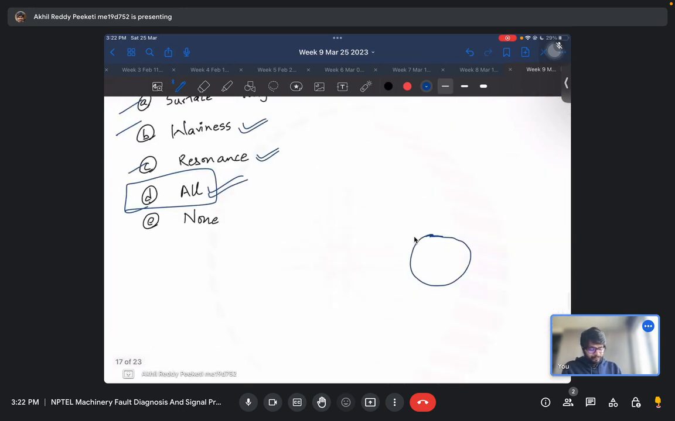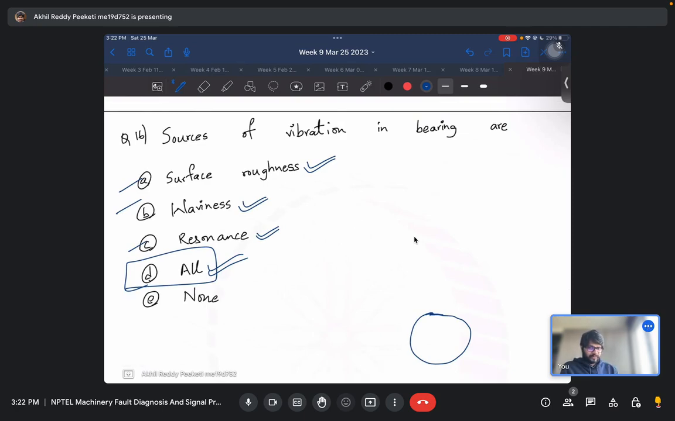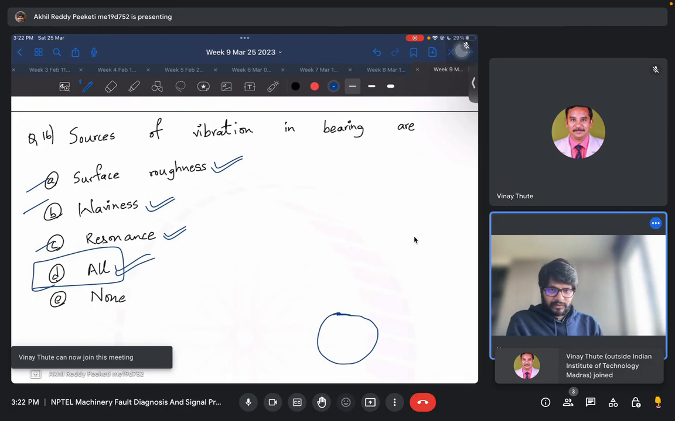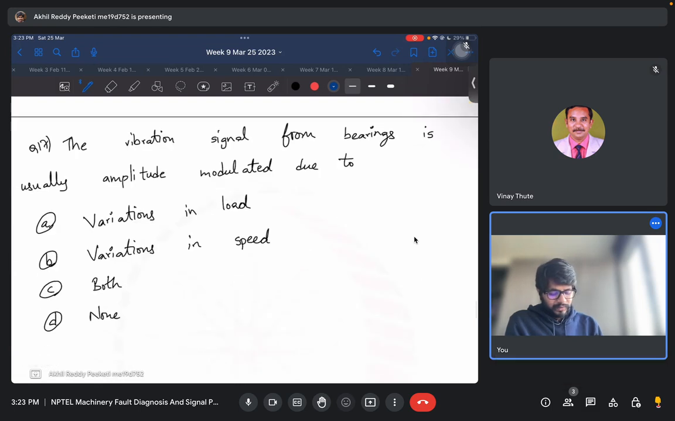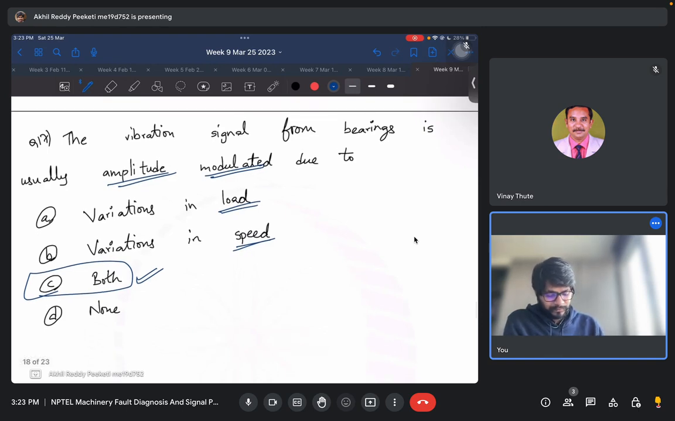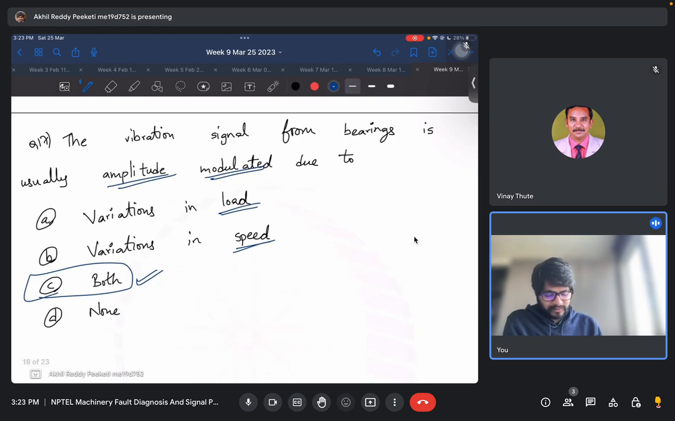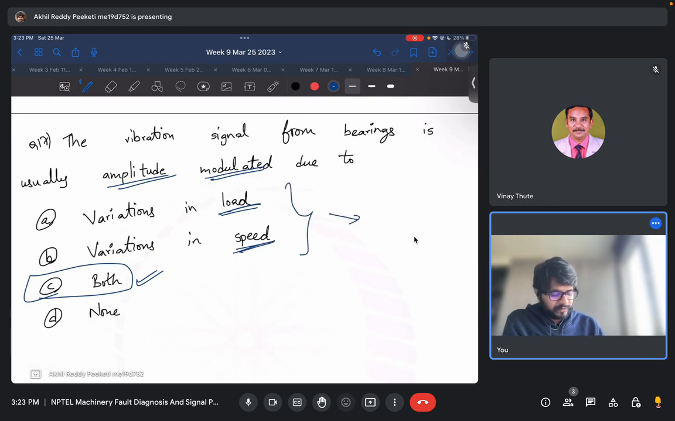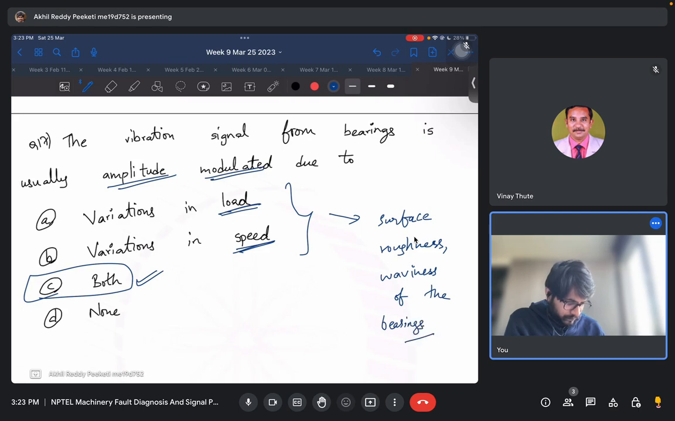Now because of these, the loads on the bearings will change because of the surface roughness, waviness and so on; the loads keep changing. So because of that, you would see an amplitude modulated wave, and that is due to the variations in load and speed because of the waviness or the surface roughness of the bearings. Okay. So the vibration signal from bearings is usually amplitude modulated due to variations in load and speed, which happen due to surface roughness or waviness of the bearings. Okay.